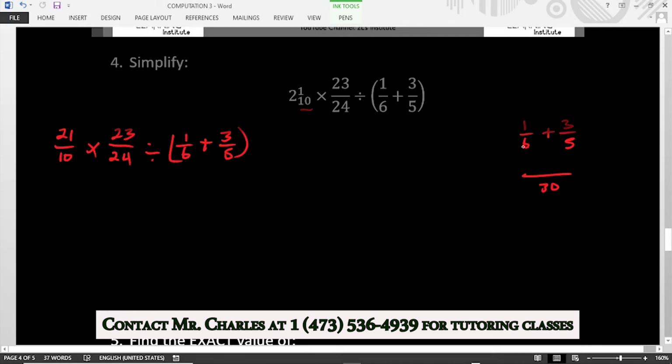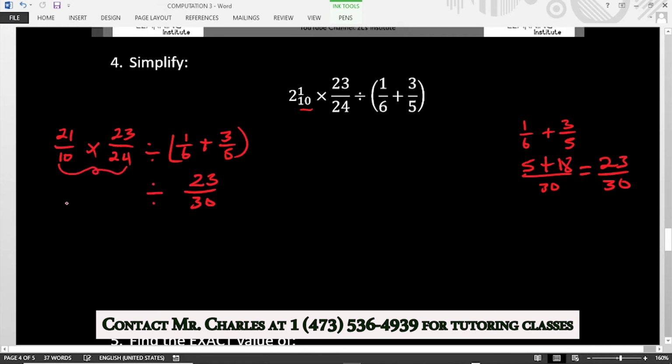6 into 30 is 5, and 5 times 1 is 5. We bring down the plus sign. 5 into 30 is 6, and 6 times 3 is 18. 5 plus 18 gives us 23 over 30. So we replace 1 over 6 plus 3 over 5 with 23 over 30. We bring down the division sign as well as everything to the left of it, that's 21 over 10 multiplied by 23 over 24.